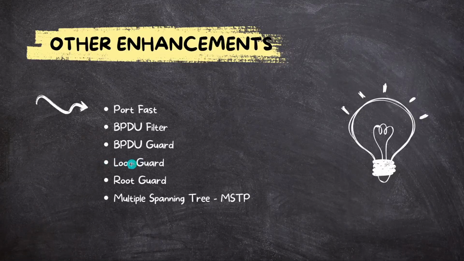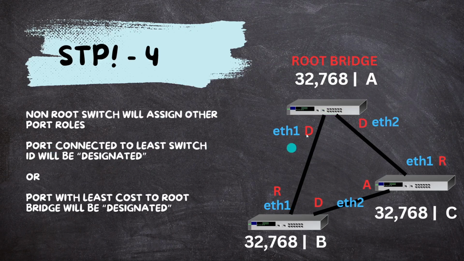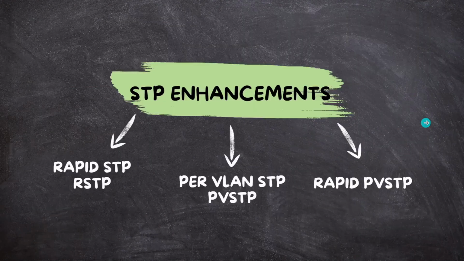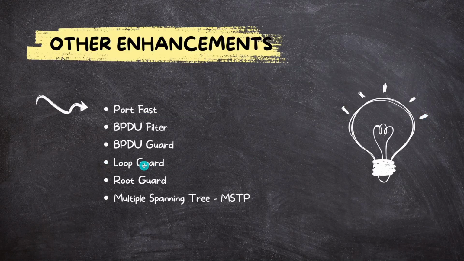Another one is loop guard. Let's say we have something called loops, where if the port is, let's say, alternate, then also we can have some loop packets. To avoid that, we have loop guard enabled on some port which can particularly cause a loop. Then we have root guard. These were all the enhancements. Root guard is not much to discuss.